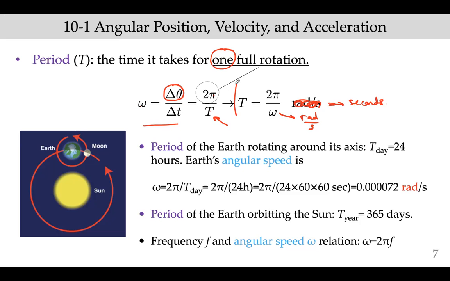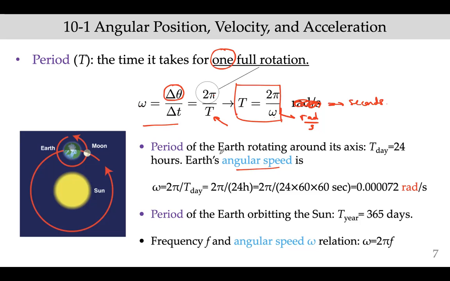So this relation is the relation between the period and the angular frequency. Let me give you an example. The period of the Earth rotating around its own axis is 24 hours. So it's 1 day, 24 hours. Let's calculate Earth's angular speed.